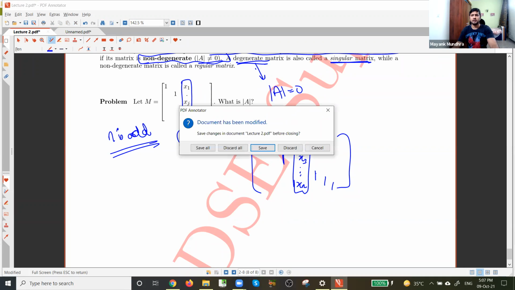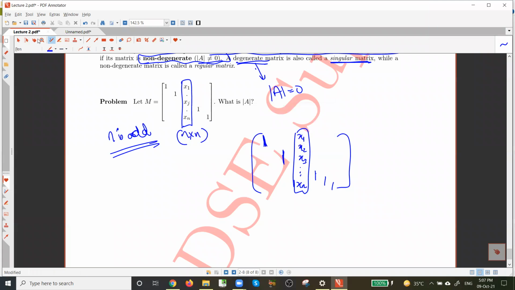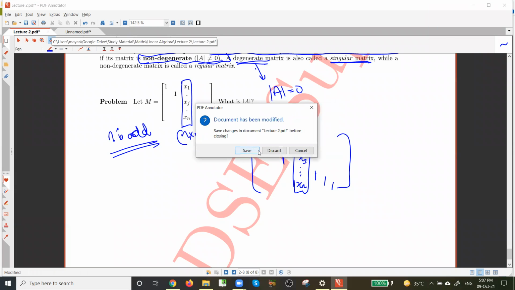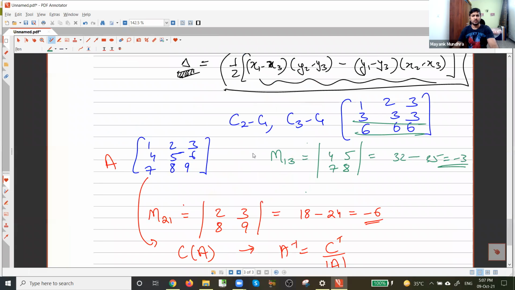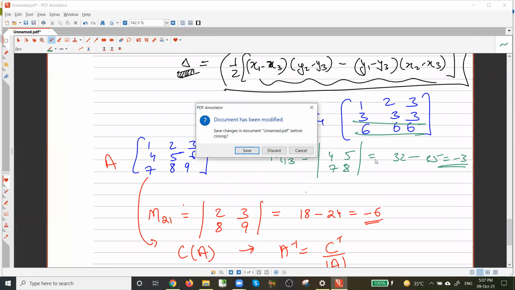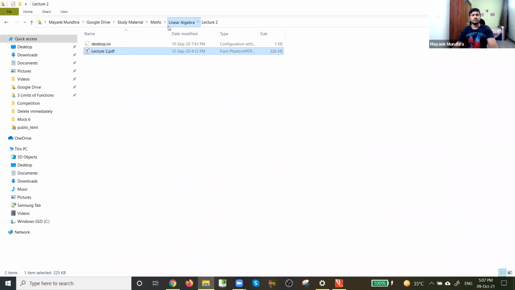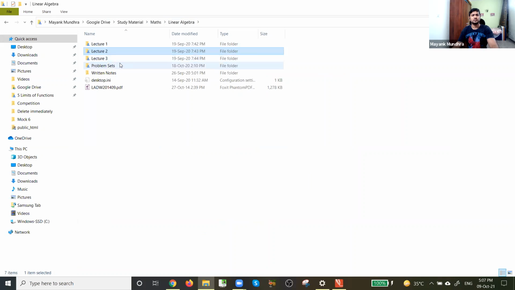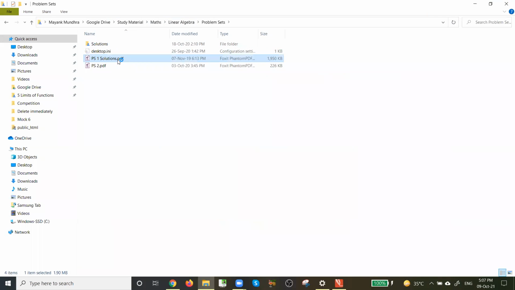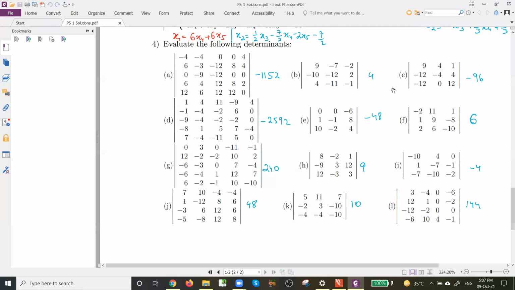All right, so that wraps up the second chapter for linear algebra. So you're going to take the problem set doubts? Okay, fine, I'll take the problem set doubts. Good. Problem set 1. Yes. All right.